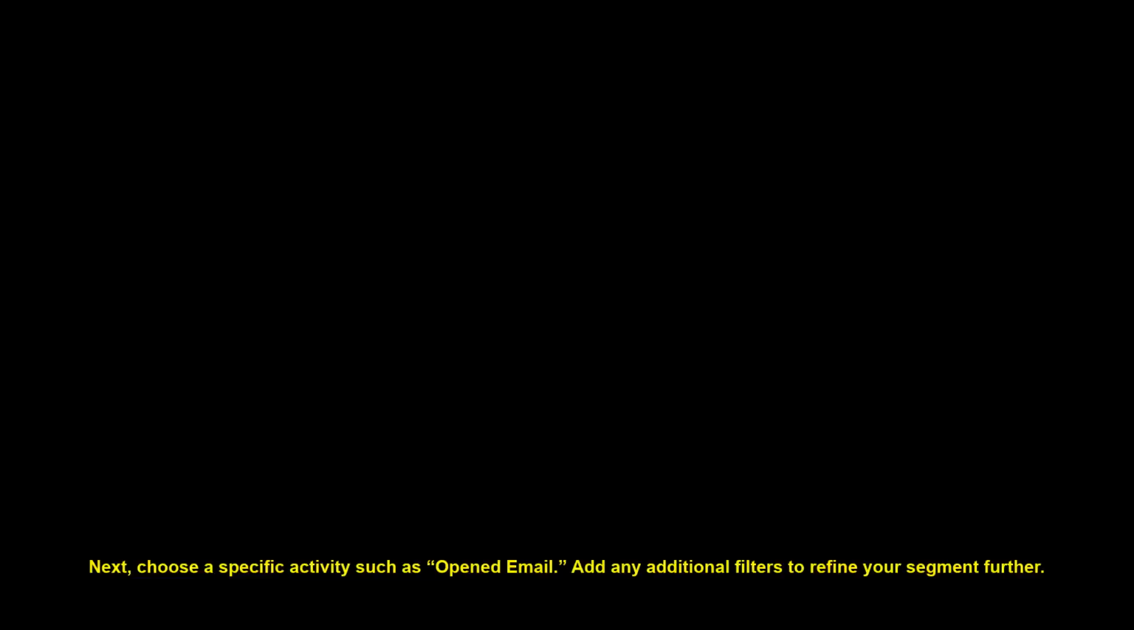Now, click on the Define Segment button. Select the filter you want to base your segmentation on. For example, choose what someone has done to filter by their activity. Next, choose a specific activity such as opened email. Add any additional filters to refine your segment further. You can also use demographic data like city or sign-up date for segmentation.